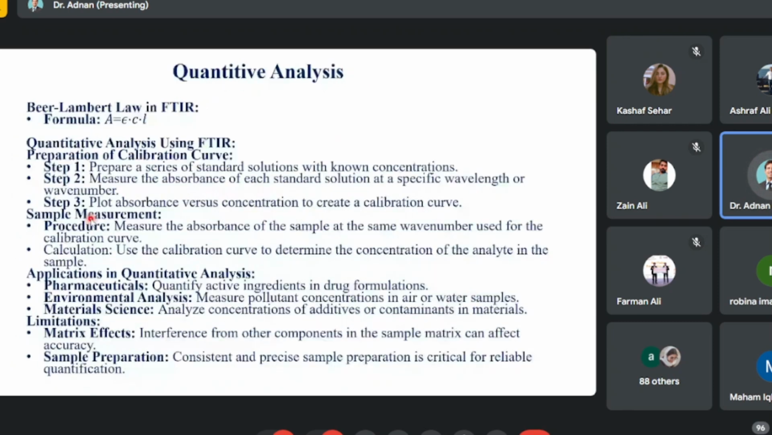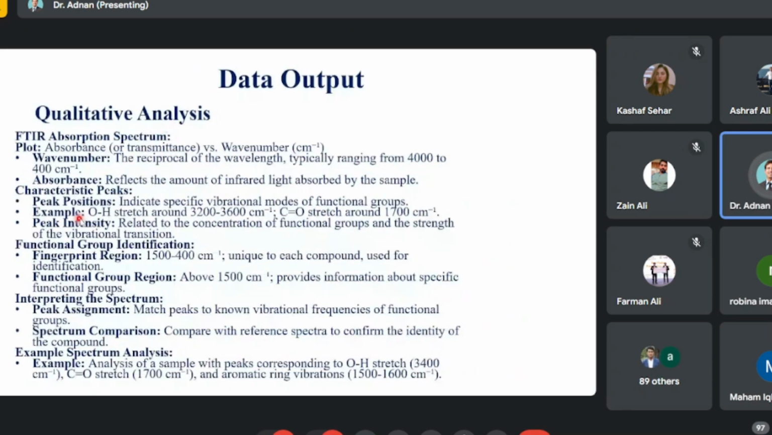So you can use this data for qualitative analysis for the determination of functional groups. For example, if a compound is present with an OH group, it will be between 3200 to 3600 per centimeter. The carbonyl group will be at 1700 per centimeter, and so on. There is a table in the coming slides for various substances where you can do qualitative analysis to determine the functional groups or various types of compounds, what type of substances are present in your sample.